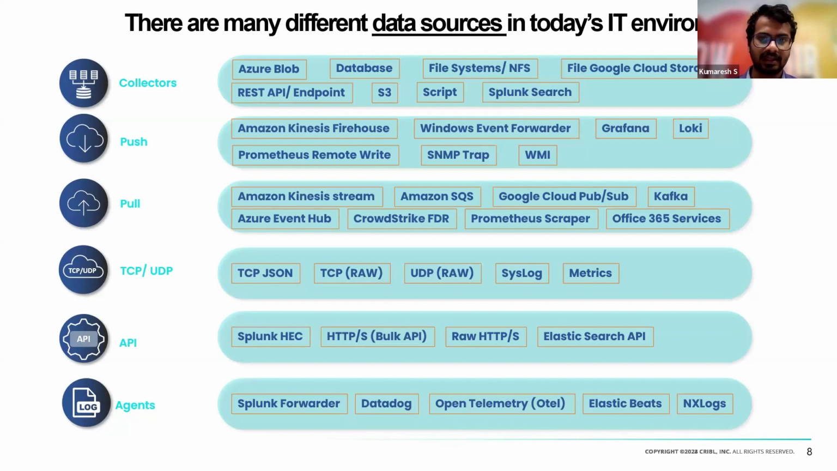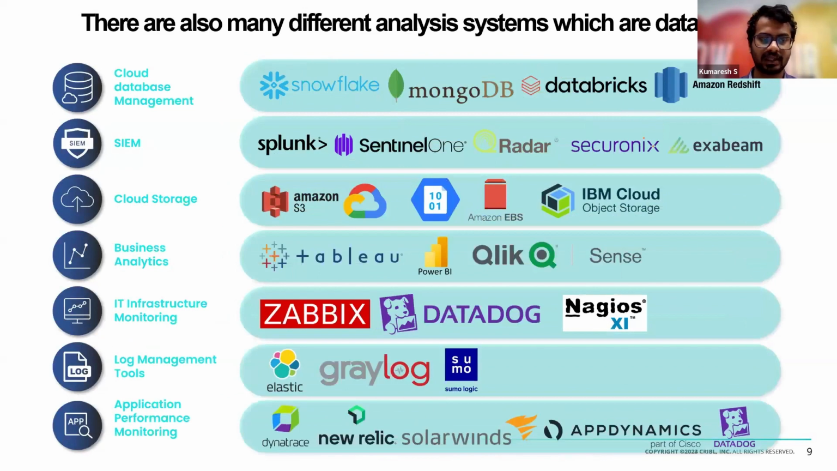And as I mentioned earlier, with observability, you never know which data is going to be required until you actually need it. So it is important to have the required data at the right place at the right time when you need it. All of this data can then be diverted to different destinations, which can serve various purposes. For example, it could be for cloud data management, your security tool, your SIEM, cloud storage, tools for business analysis like Tableau and Power BI, and infrastructure monitoring like Zabbix and Datadog.